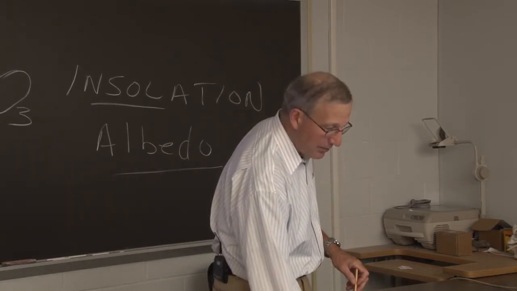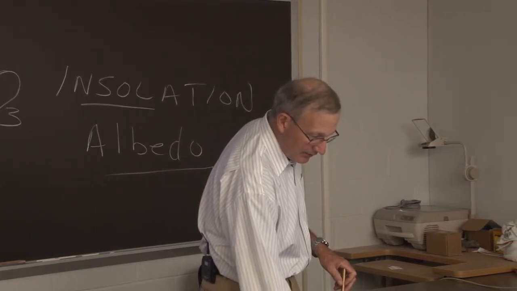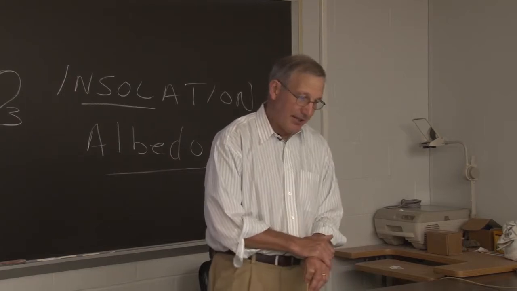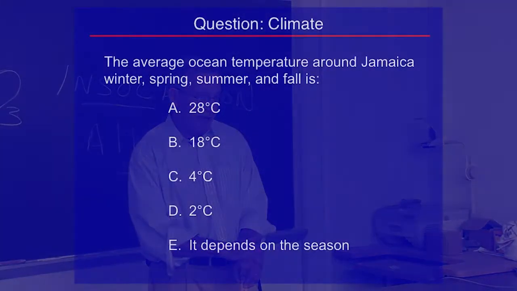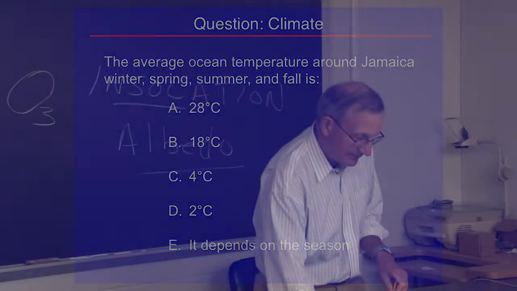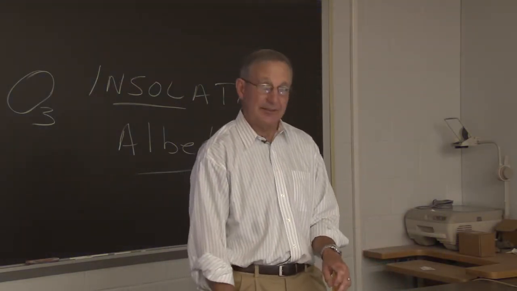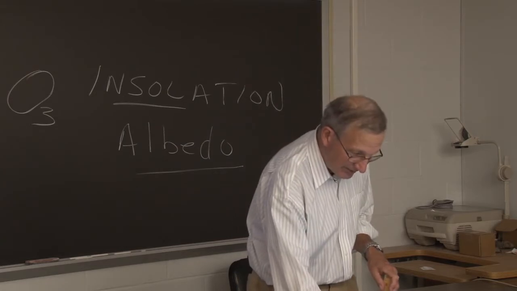The questions will be posted with the PowerPoint so you can review your answers later. The average ocean temperatures around Jamaica, winter, spring, summer, or fall, sounds like a song title, are A, 28 degrees Celsius, B, 18, C, 14, D, 2, E, it depends on the season. And it is 28 degrees C, or Celsius.